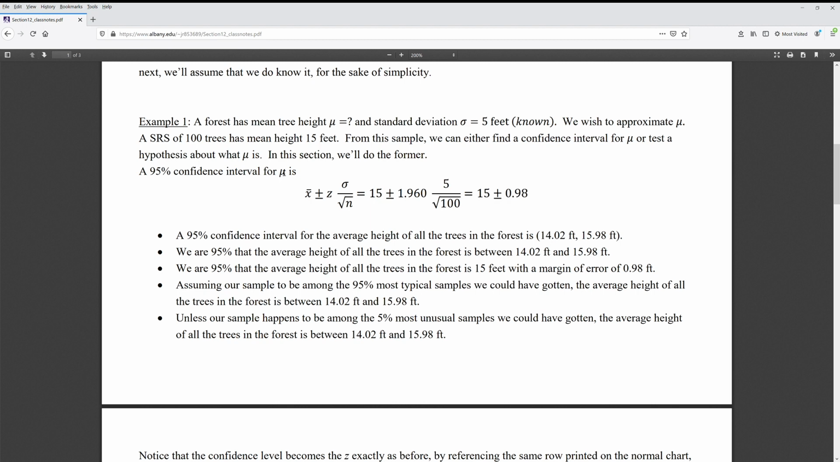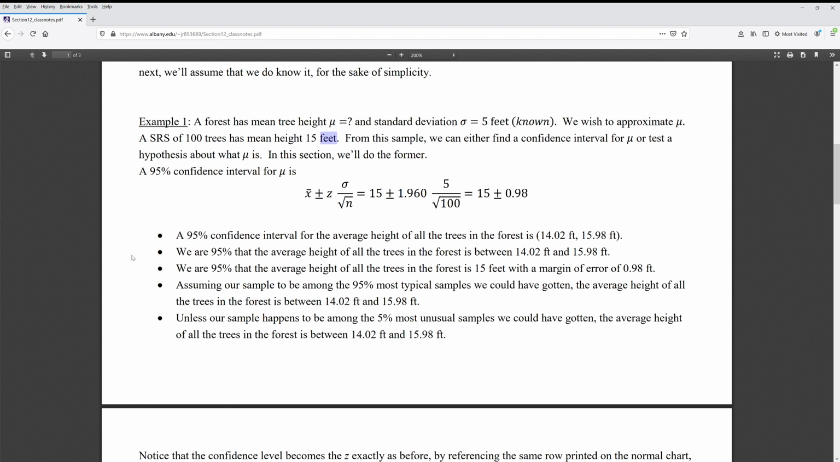A 95% confidence interval for the average tree height of all the trees in the forest is x bar, 15, plus or minus the z. The 95% from our little row there gives us the 1.960, exactly as it did in Section 10 for proportions. Sigma is 5, known, easy enough, put it there. Sample size, square root of 100, figure it out, 15 plus or minus 0.98. 15 feet plus or minus 0.98 of a foot. Same units you started with.